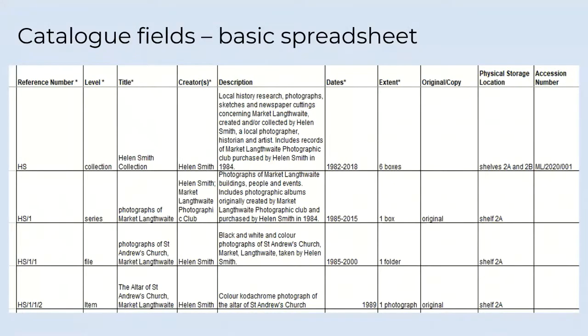If you don't want to use the advanced catalogue form we have shown you in the previous slides, you can also use our basic spreadsheet shown here, or create or adapt your own. Our basic spreadsheet includes columns with the compulsory fields, such as reference number, level, title, creator, dates, and extent, as well as all the others we have already talked about. This basic spreadsheet can be downloaded from the Community Archives toolkit.